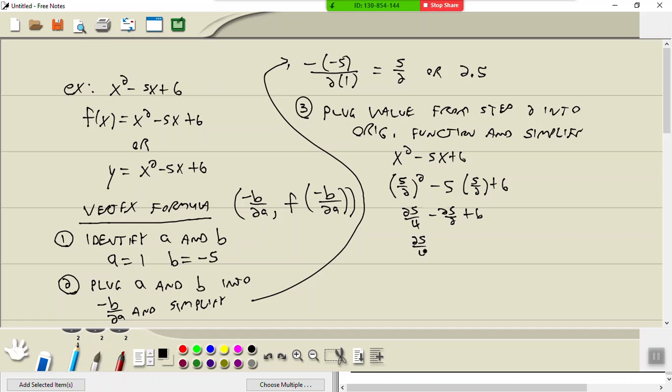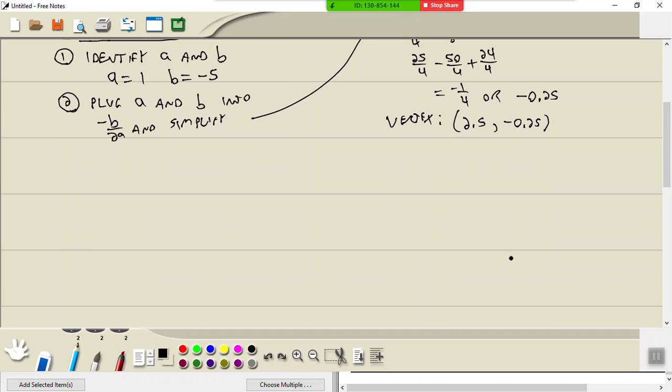Get a common denominator of 4. Here I'd multiply top and bottom by 2 to get a common denominator, so that's 50 over 4. And 6 is 24 over 4. So it gives us, let's see, 25 minus 50 plus 24, negative 1/4. Or negative 0.25. Now our vertex is 2.5, negative 0.25. So 2.5 and negative 0.25, maybe right there, roughly.